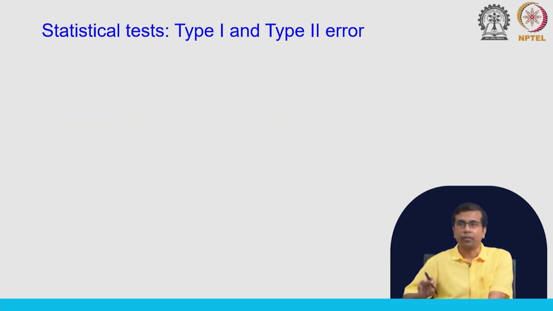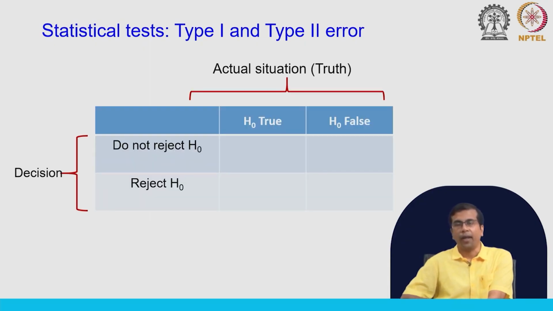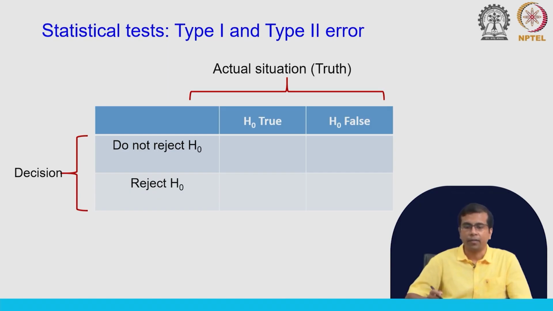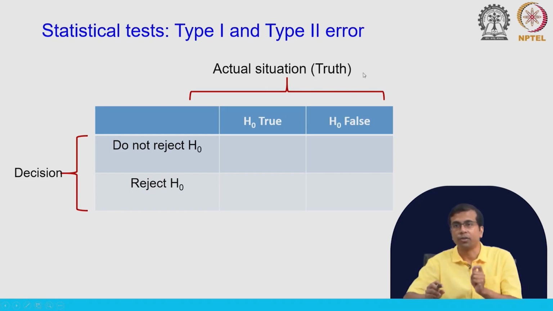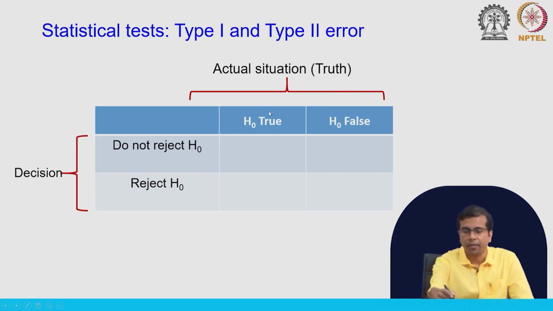So let us start with the idea of false positives, if you are not familiar. In a statistical test you have two types of errors. The first one is type 1 error and the other is type 2. If you consider this table, on top you have the actual situation, the actual truth, where H naught is true, the null hypothesis is true, or the null hypothesis is false.